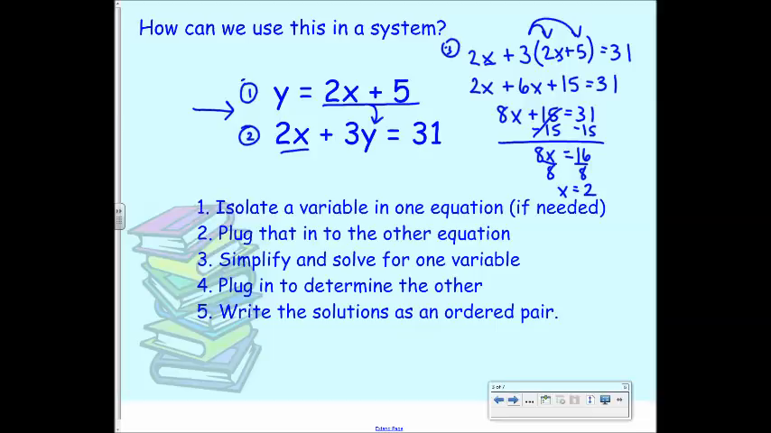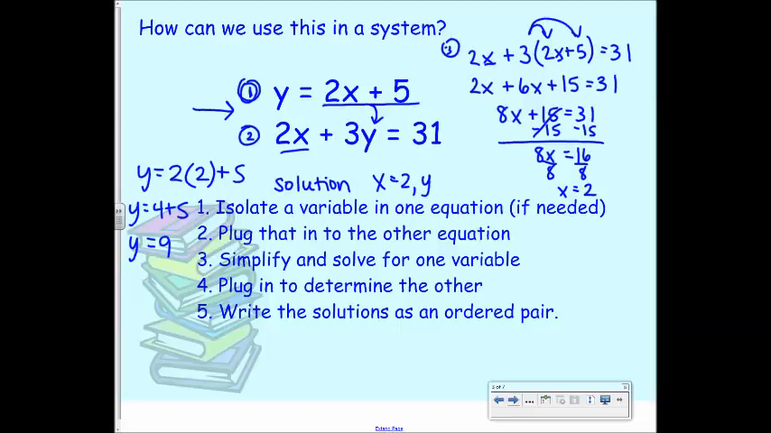I'm almost done now because I've got x equals 2, so now just to figure out y, all I have to do is plug it back in. So if x equals 2, I'm going to go back up to equation number 1 right here, and I'm going to say y equals 2 times 2 plus 5. 2 times 2 is 4. 4 plus 5 is 9, so y must equal 9. Therefore, my solution is x equals 2, y equals 9, or you can just write it as an ordered pair, 2, 9.